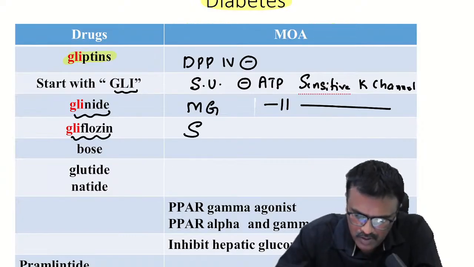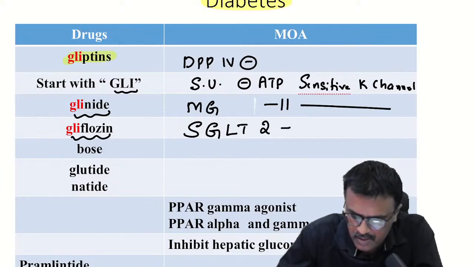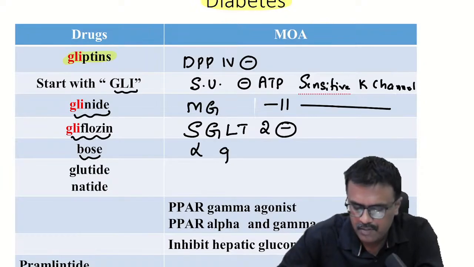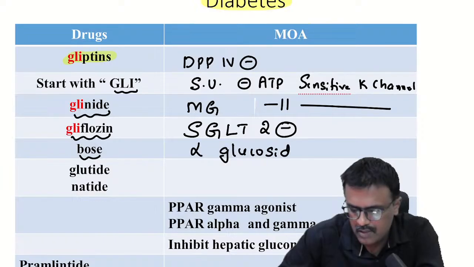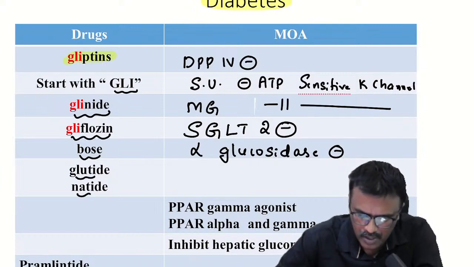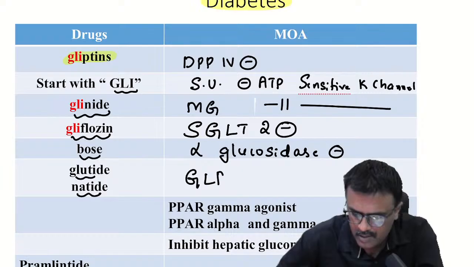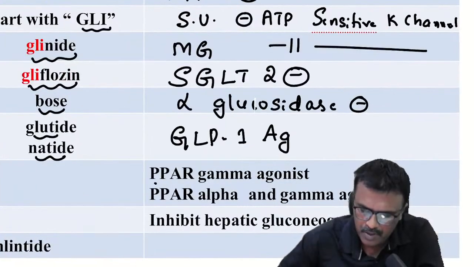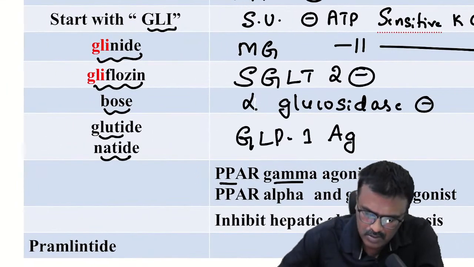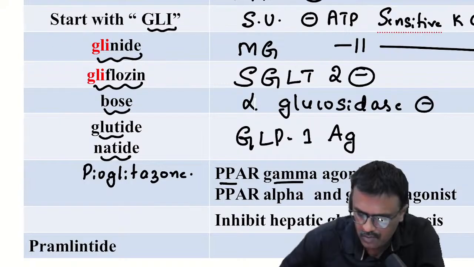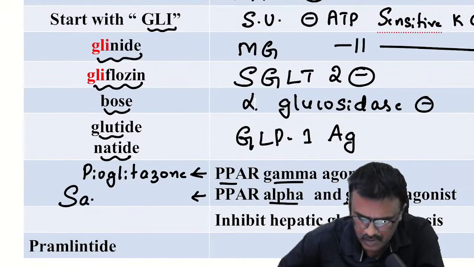Drugs ending with gliflozin, we know that they are SGLT2 inhibitors. Any drug ending with bose, voglibose, acarbose, they are alpha glucosidase inhibitors. We have another drug by the name miglitol. Any drug ending with glutide or natide, they are GLP-1 agonists. We know it. Now, what is a PPAR gamma agonist? PPAR gamma agonist is pioglitazone. So we have a new drug which is a PPAR alpha and gamma agonist. The name is saroglitazar.